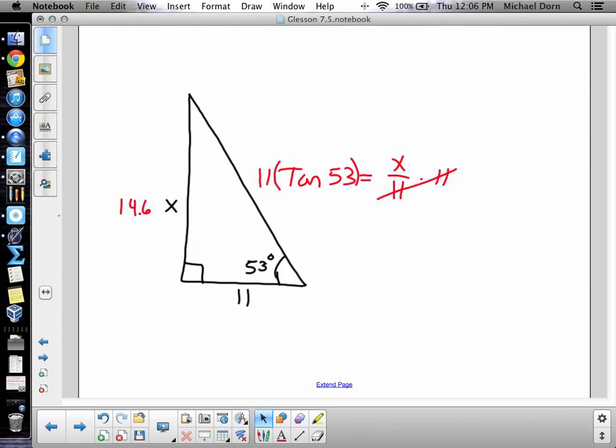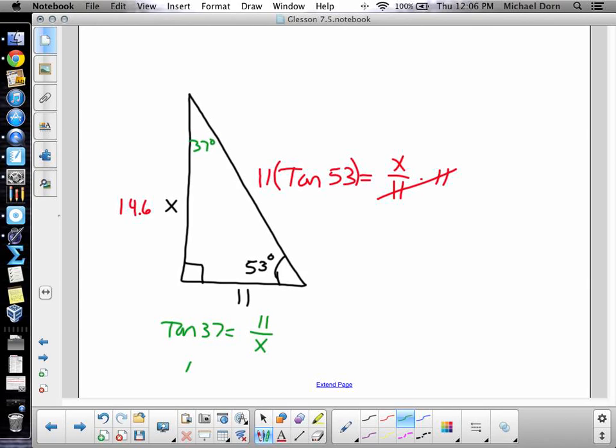To do it the other way, I'd have to find the other angle, which would be 37. So tangent of 37 would have been 11 over x. So x equals 11 divided by tan 37. And you still get 14.6. You get the same answer. It doesn't matter. But in general, we'll use the one we're given so we don't make a mistake like, oh, it's 26 or 16. I'm not sure. Okay, like I did. Because I was led to it.